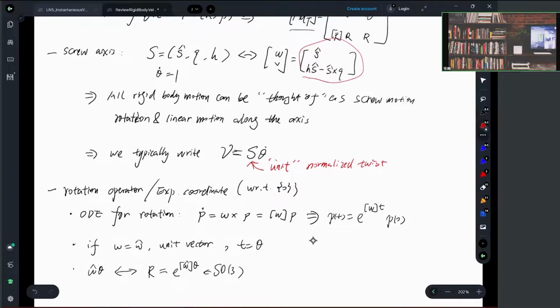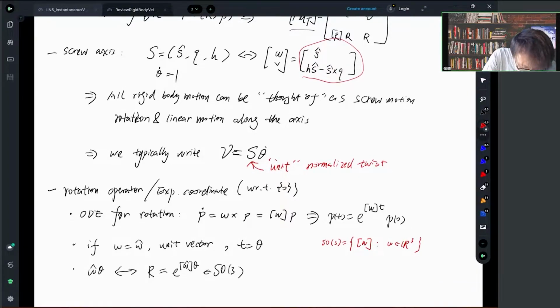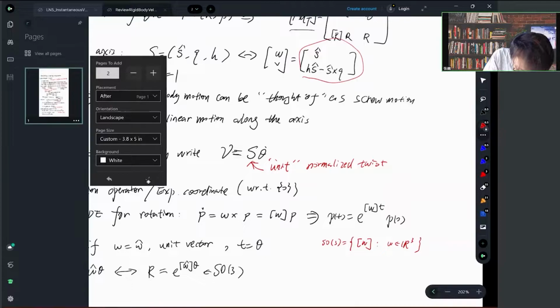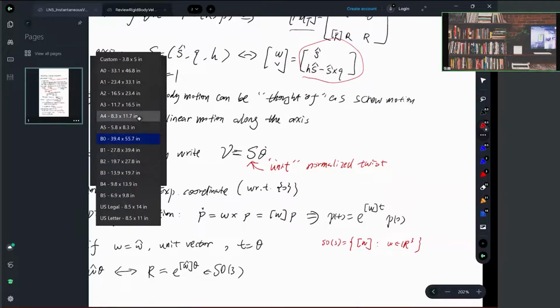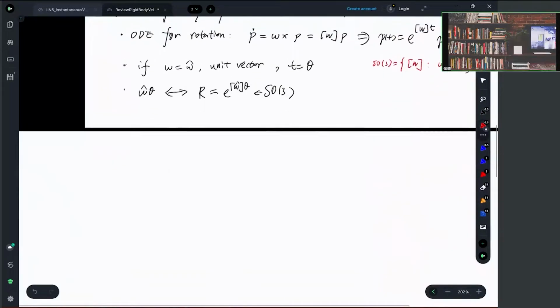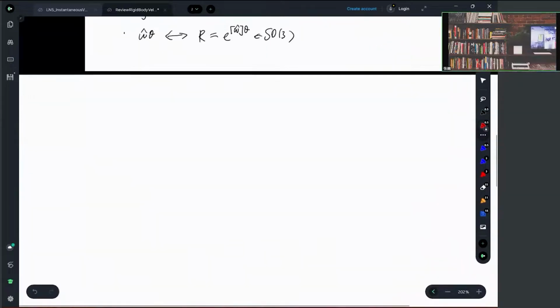And we also introduced little so3, if you still remember, that's all the skew symmetric matrices, all the things like this, where omega is in R3. All the skew symmetric matrices form little so3, and if you take the exponential, they become capital SO3, the orientation of the frame, the rotation matrix. Let's add one more page, maybe two.